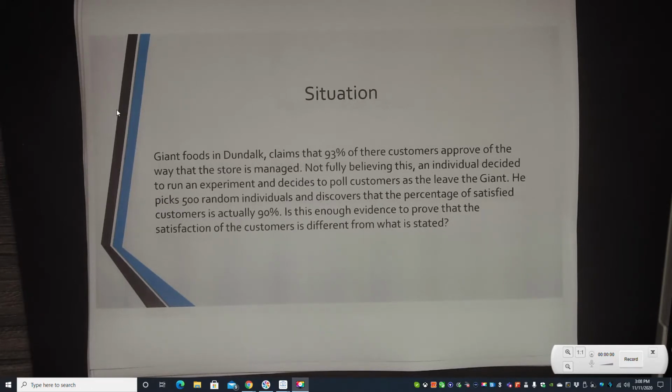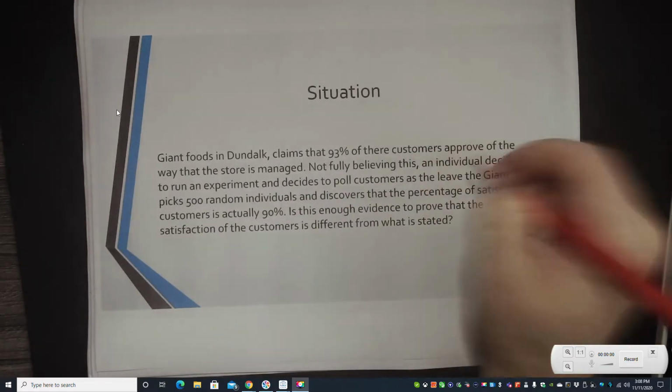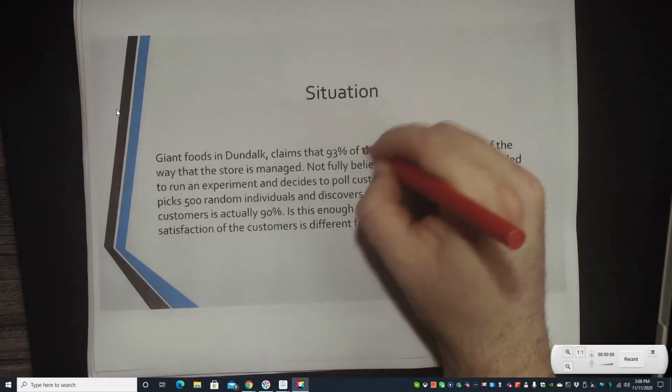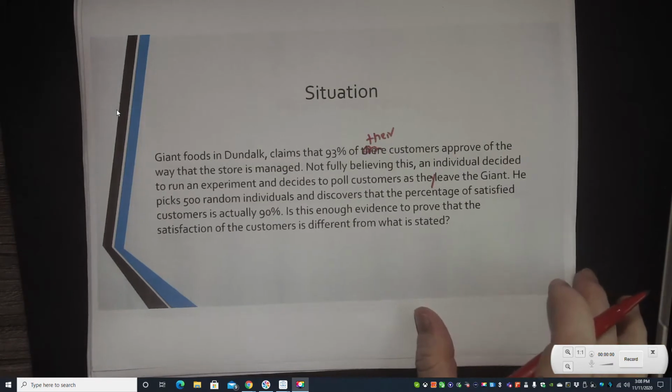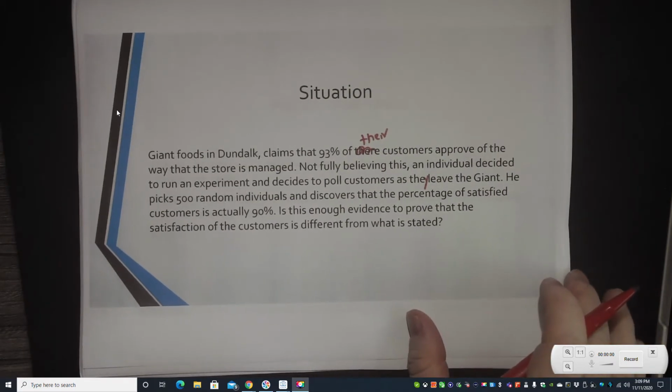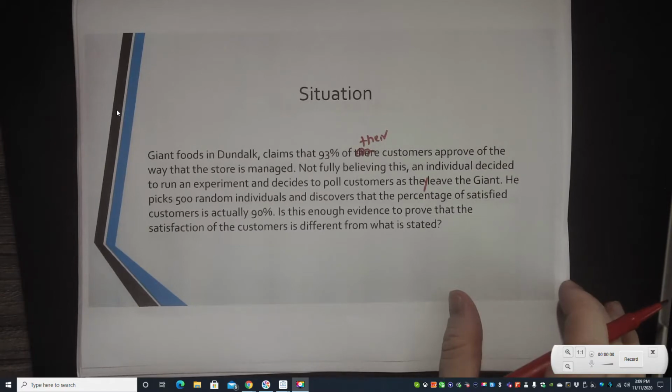Giant Foods in Dundalk claims that 93% of their customers approve of the way that the store is managed. Not fully believing this, an individual decided to run an experiment and poll customers as they leave the Giant. He picks 500 random individuals and discovers that the percentage of satisfied customers is actually 90%. Is this enough evidence to prove that the satisfaction of the customers is different from what is stated?